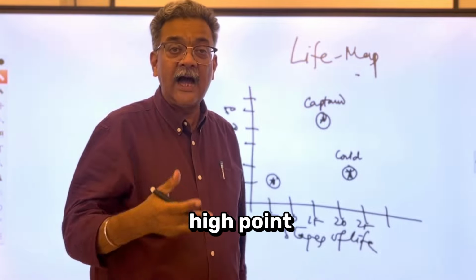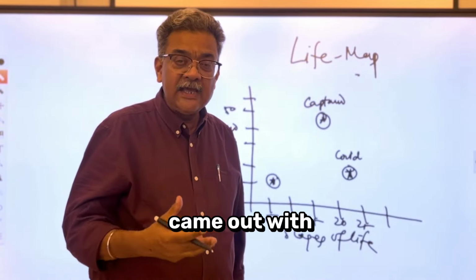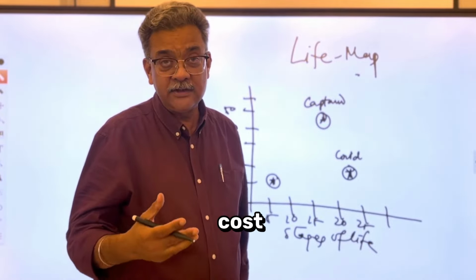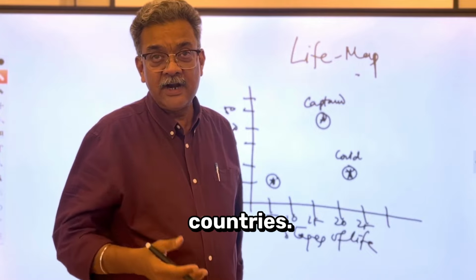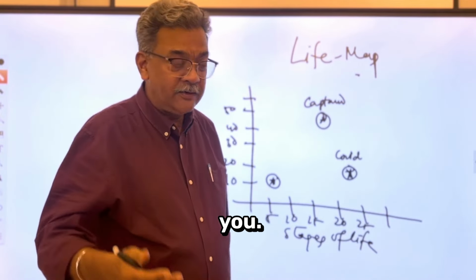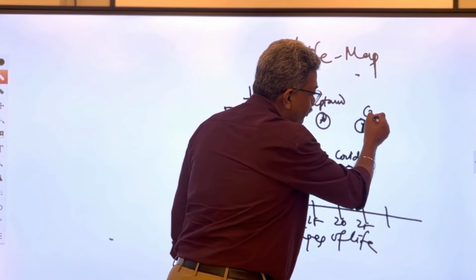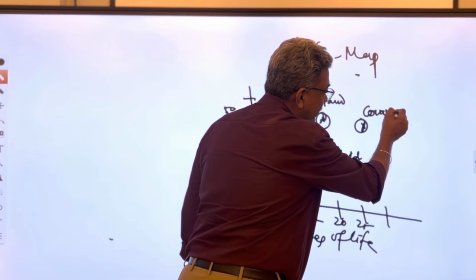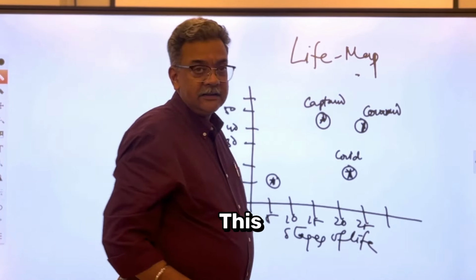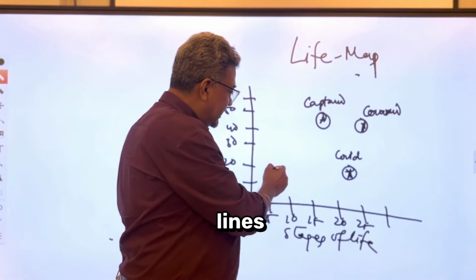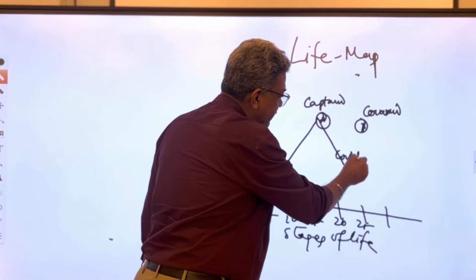And similarly, a high point was when India came out with its own vaccine and started giving it free of cost to less privileged countries. So it was a high point for you. Maybe you can actually place it at this age, the Covaxin. This becomes a high point for you. Now you join these lines and we call this a life map.